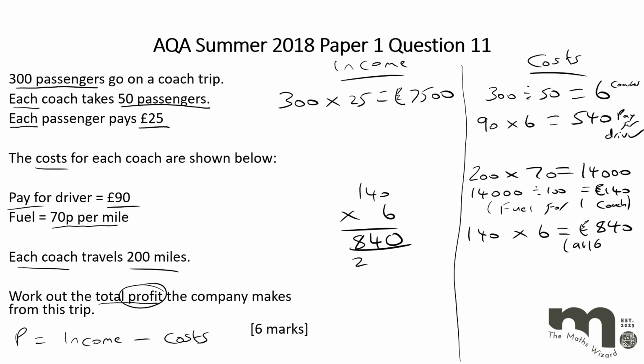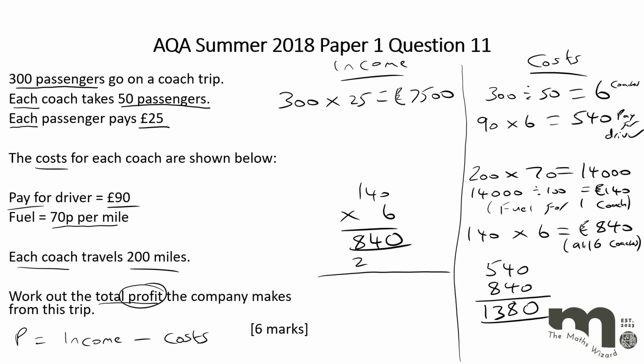Sorry, I've not got much space, so the writing's a bit messy there. So now we've got to add together these costs. So we've got 540 that we're giving the drivers. We've got 840 that we've got to pay for the petrol. So if we add those together, we've got 0 there. 4 add 4 gives you 8 there. 8 add 5 is going to give you 13 just there. So we've got £1,380 for our costs.